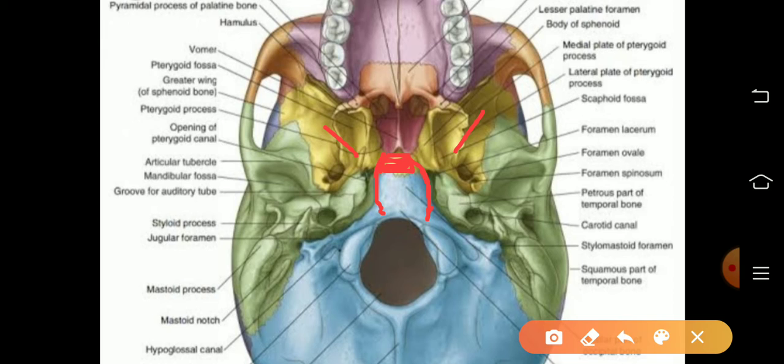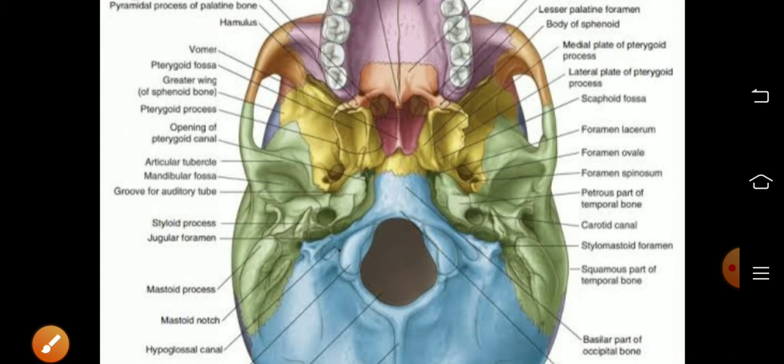So from here to the basilar part of the occipital bone, in front of the pharyngeal tubercle. The pharyngeal tubercle is something present here. A tubercle means a protrusion. So this is the pharyngeal tubercle, and it is extending from here to in front of the pharyngeal tubercle. So this is the superior boundary of the pharynx.